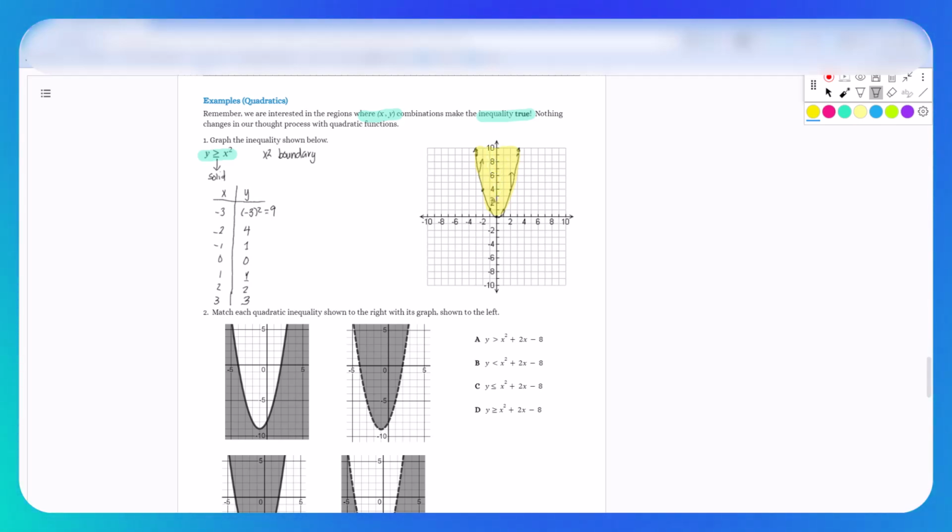So there we go. And like always, we're going to do a test point. Let's test something on the y-axis. Let's test (0, 5) for our test. Well, we're just going to take our 5, replace it for the y, fill in our 0 for the x, square it, and we get 5 is greater than or equal to 0, which is 100% true. So that means that we have shaded it correctly.